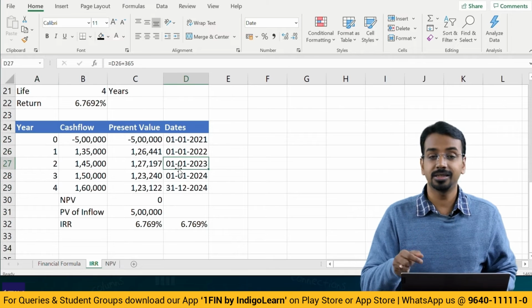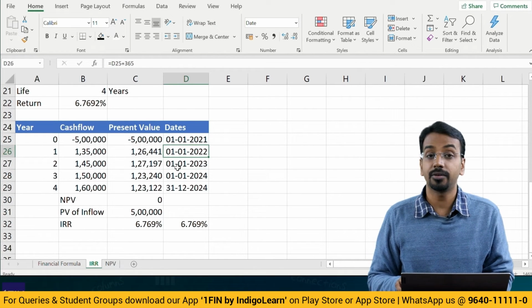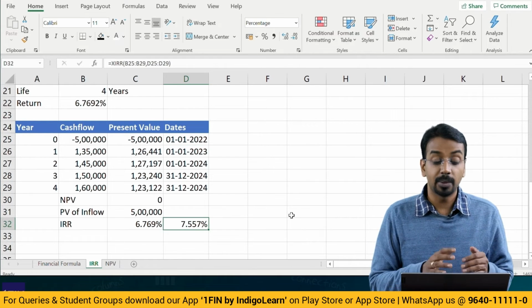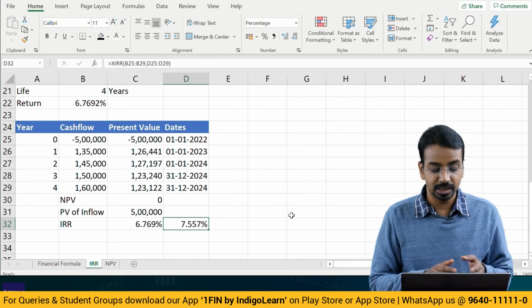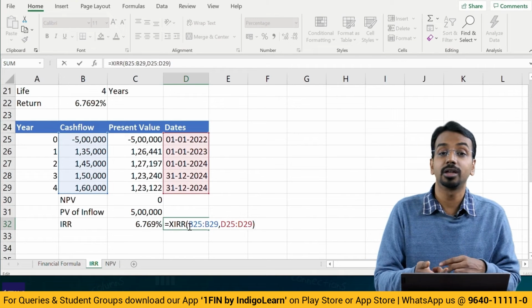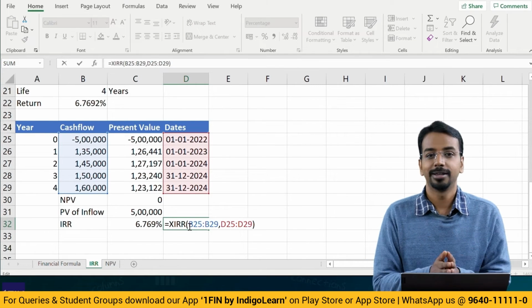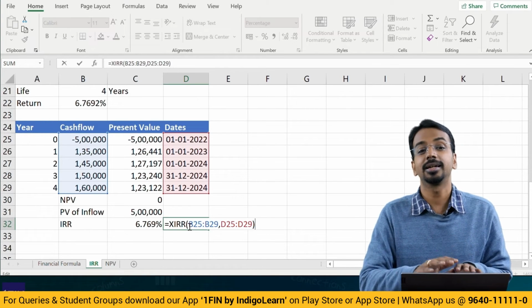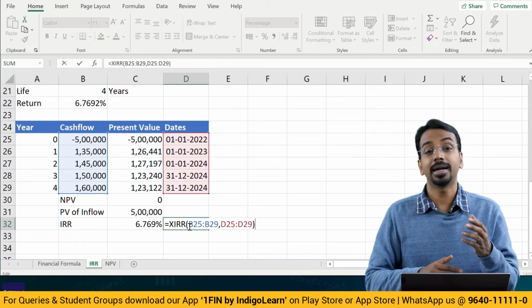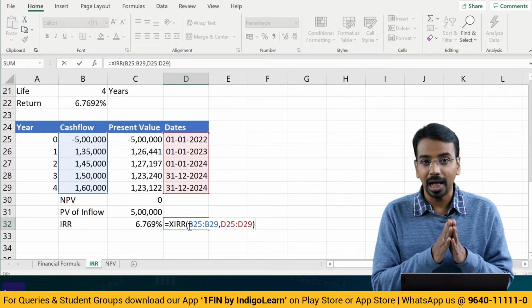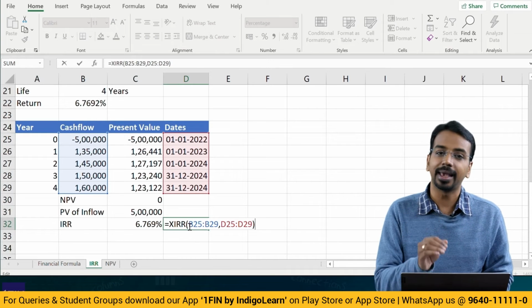Now, if I change these dates, let us say instead of 1st of January 21, this is supposed to happen on 1st of January of 22, then my IRR automatically changes from 6.769 to 7.55. This doesn't change because here I have not defined the dates. Here I have defined the dates, and based on the dates, the IRR is computed. So this XIRR will be useful when the dates are not consistently spread out. For example, it can be at any random date if you receive some cash flow. For that, if you have to compute the IRR, then you will use the XIRR.